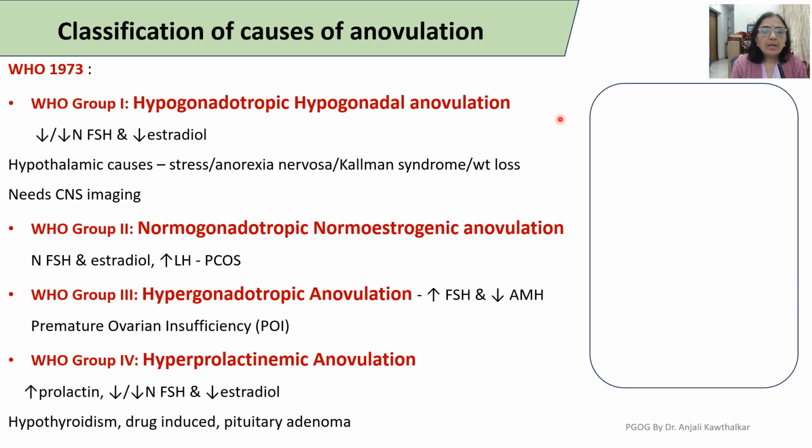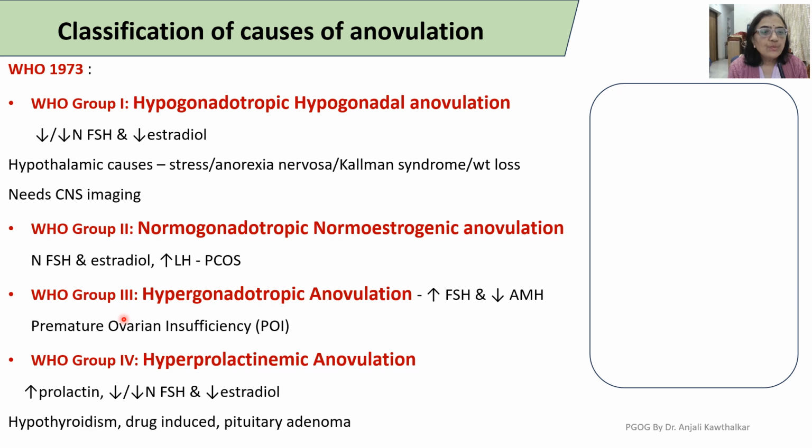Now, next is the classification of causes of anovulation. Once we diagnose anovulation, our next aim is to know the cause of anovulation, because whatever the underlying cause is, we need to address it. We need to take care of the underlying cause of anovulation. That will improve the success rate of our treatment for anovulatory infertility. For this, the classification which is used for anovulation as a cause of infertility is the WHO classification of 1973.